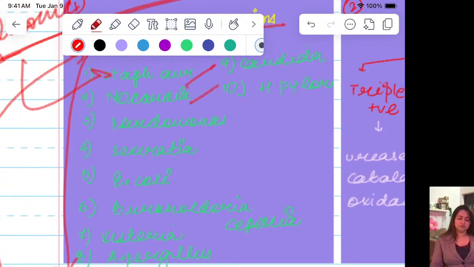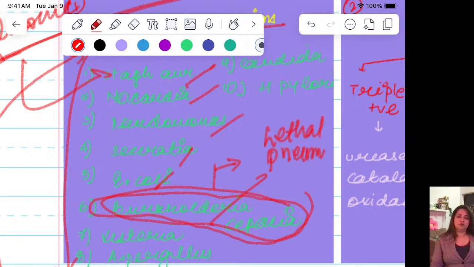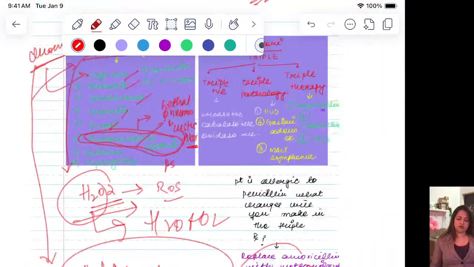Staph, Nocardia, Pseudomonas, Serratia, then we have E. coli and Burkholderia cepacia. Whenever you talk about Burkholderia cepacia, you always have to remember one point: it leads to lethal pneumonia or respiratory infection in patients who have cystic fibrosis. In cystic fibrosis patients, you have to remember three main organisms. Number one is Pseudomonas. I'll write it down on the next page.